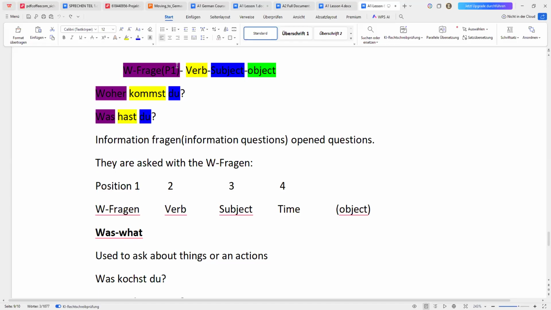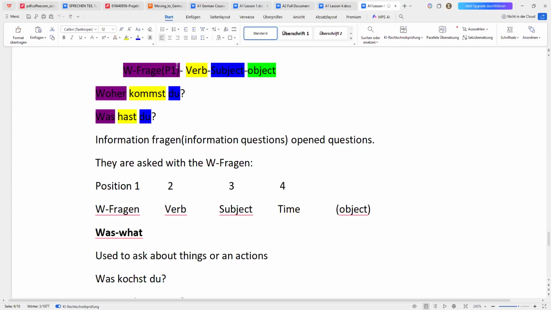Now with the V-Fragen, they occupy the first position, followed by the verb, then the subject. V-Fragen, then verb, then subject. So the V-Fragen are called Informationsfragen.